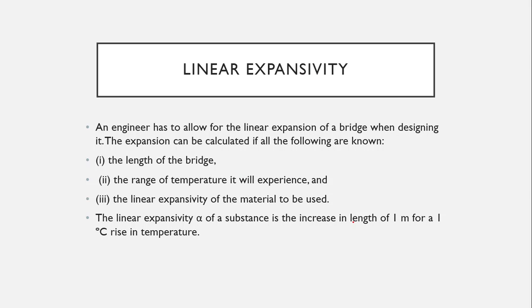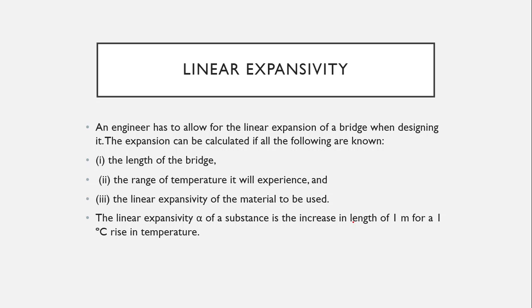Okay, this is linear expansivity, which makes use of the bimetallic strip and how that works. An engineer has to allow for the linear expansion of a bridge when designing it. The expansion can be calculated if all the following are known: the length of the bridge, the range of temperature it experiences, and the linear expansivity of the material to be used. So these are some applications that are made use of when we're engineering, drawing, or modeling something.